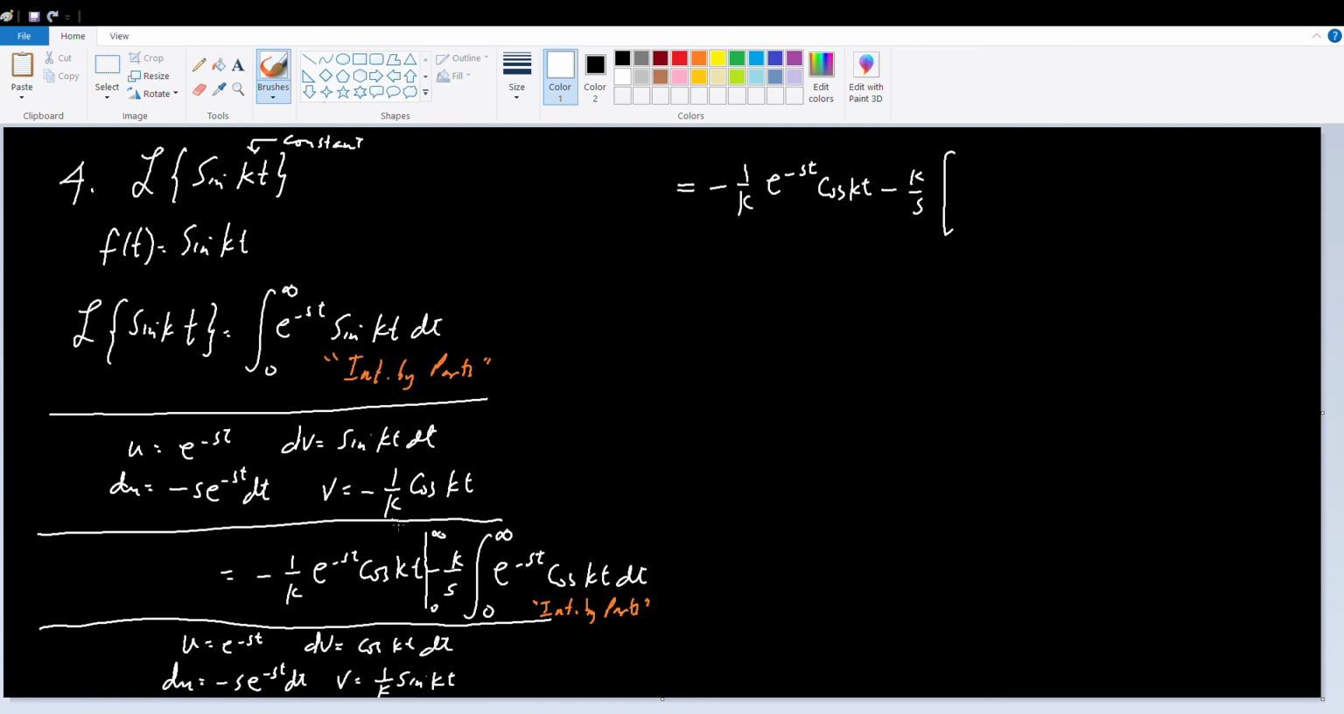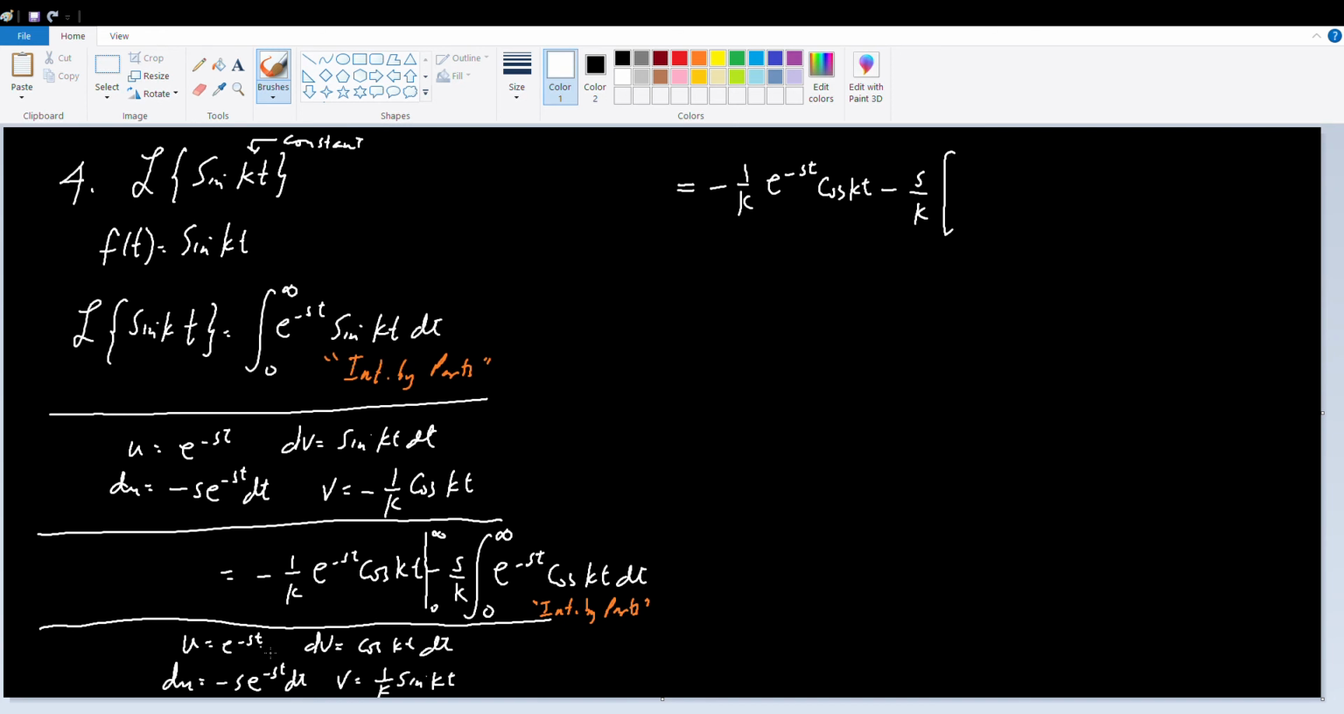what do we have here? I think there's something wrong. This one should be negative s over k. So that should be negative s over k there, right? So I have to change this also into negative s over k.